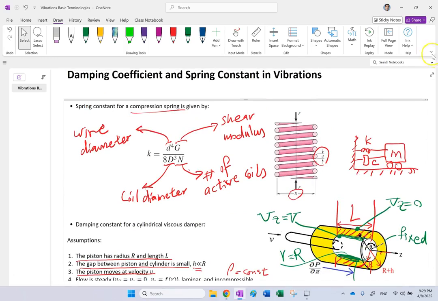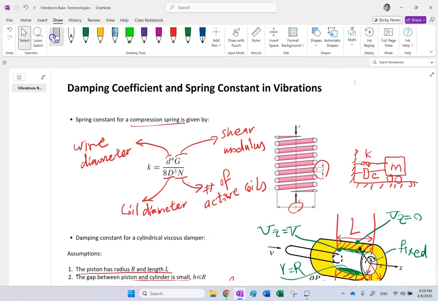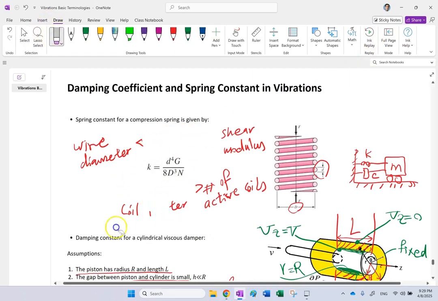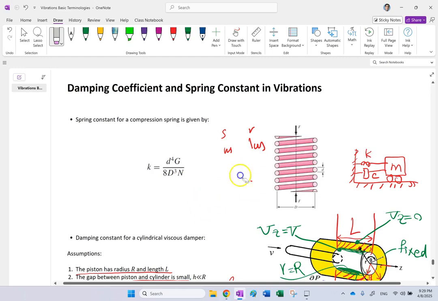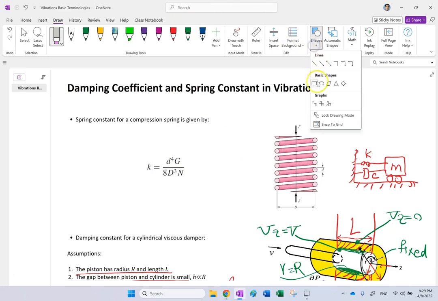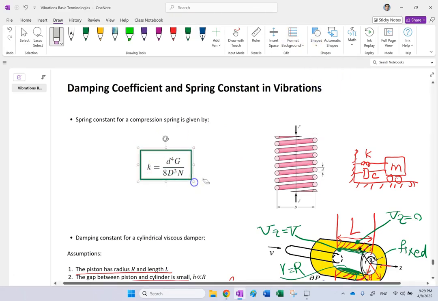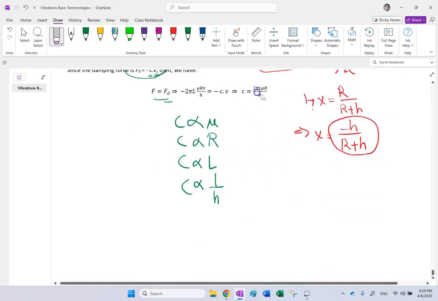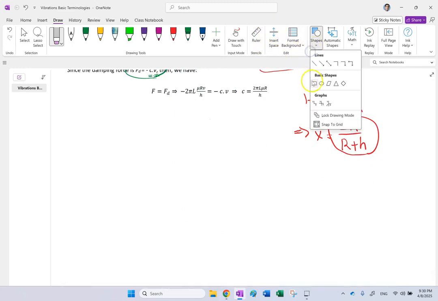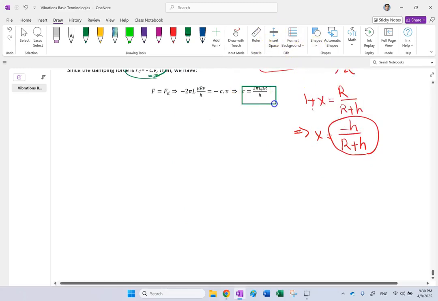So hopefully this video was useful to you. You ended up with two nice formulas here, correct? One of them is this one, that is for K, right? And the other one is this one for C. So one is this, and the other one is this one that you can see right here. Okay, so you got two nice formulas, and hopefully you can use them in your applications.